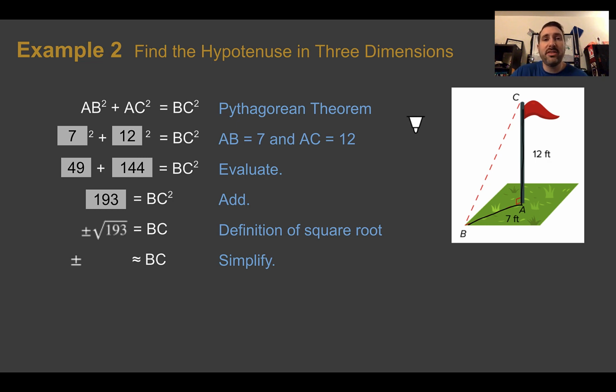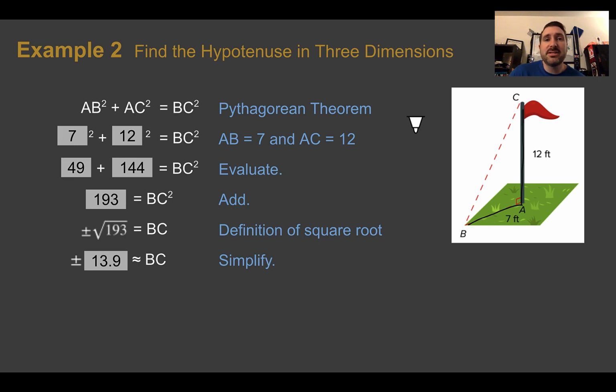Now to find the side length, I need to take the square root. And the square root of 193 is 13.9. We're going to only deal with the positive, and it's said to round to the nearest tenth. So I would need to make sure that I round to one place after the decimal.